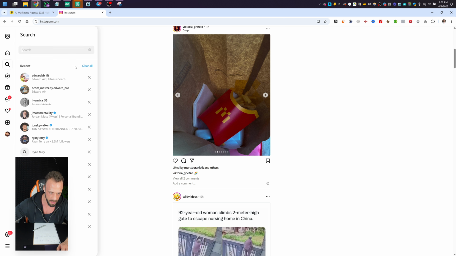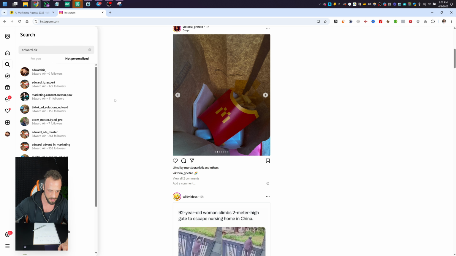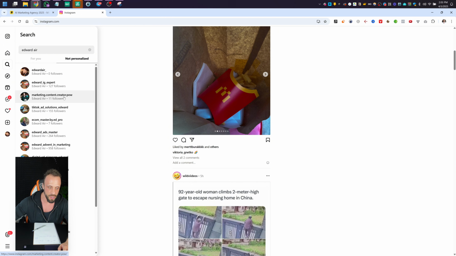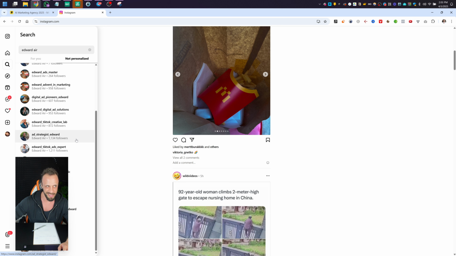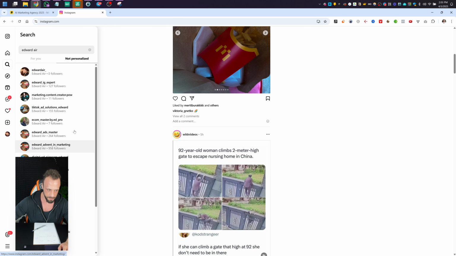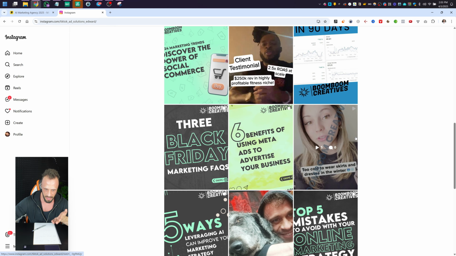And just to show you what I mean here, if we go here and search Edward Air, and we go not personalized, I don't know why it stops scroll here, but there's hundreds. I have hundreds and maybe even thousands of these accounts that we do outbound on. So all you need to do is set up one account, find your leads, and cold DM them. That's what the accounts look like.